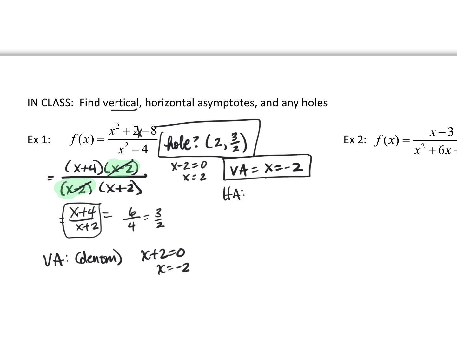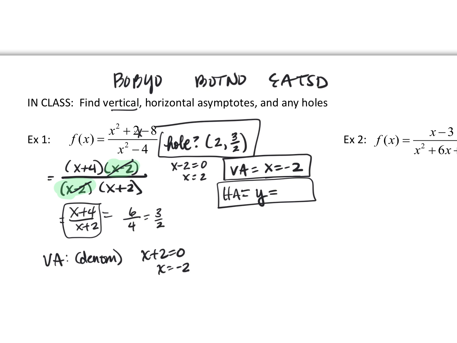And the other thing you're going to have to tell me is the horizontal asymptote. And that's going to be y equals something. Now, the way to know the horizontal asymptote is this funky little saying I gave you in your notes. If you go back, I told you this: Bobbio, Botno, eats DC. This little memory tool helps you know where that horizontal asymptote is. Now, what you're looking at to determine this is the highest exponent on the top versus the highest exponent on the bottom. How do they compare?